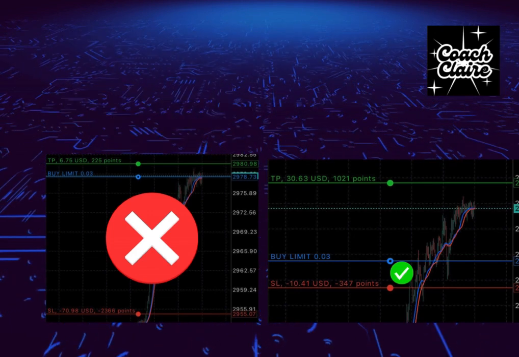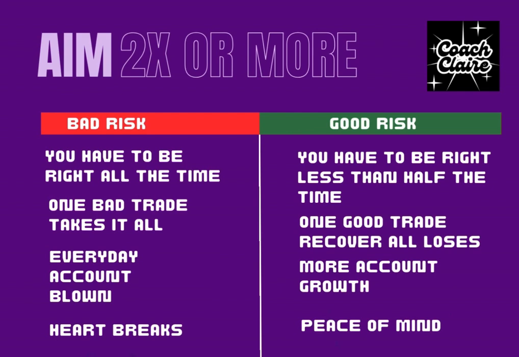So what are the benefits of aiming times 2 or more, and how is this different? How is trading wisely different from gambling? Trading wisely, I would call good risk management. Trading badly, I'll call gambling. With bad risk, you have to be right all the time, because if your stop loss is bigger than your take profit, if your win is like $10 and your stop loss is always like $100, you always have to be right, because anytime you're wrong, all your profits will be taken away.